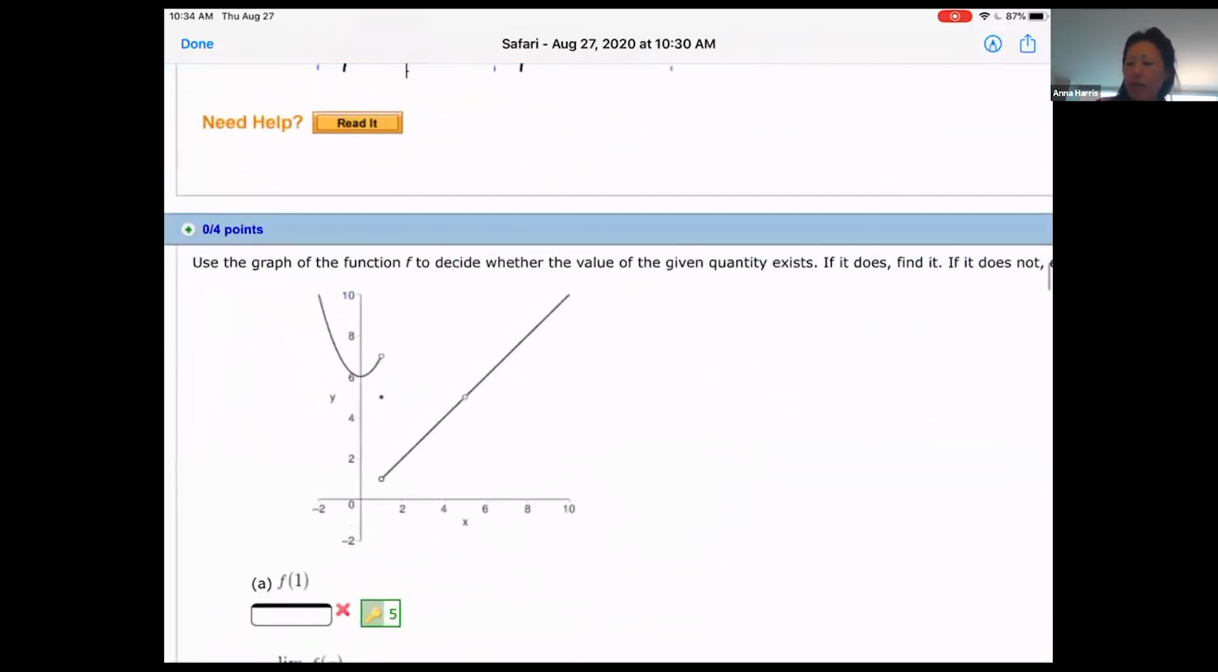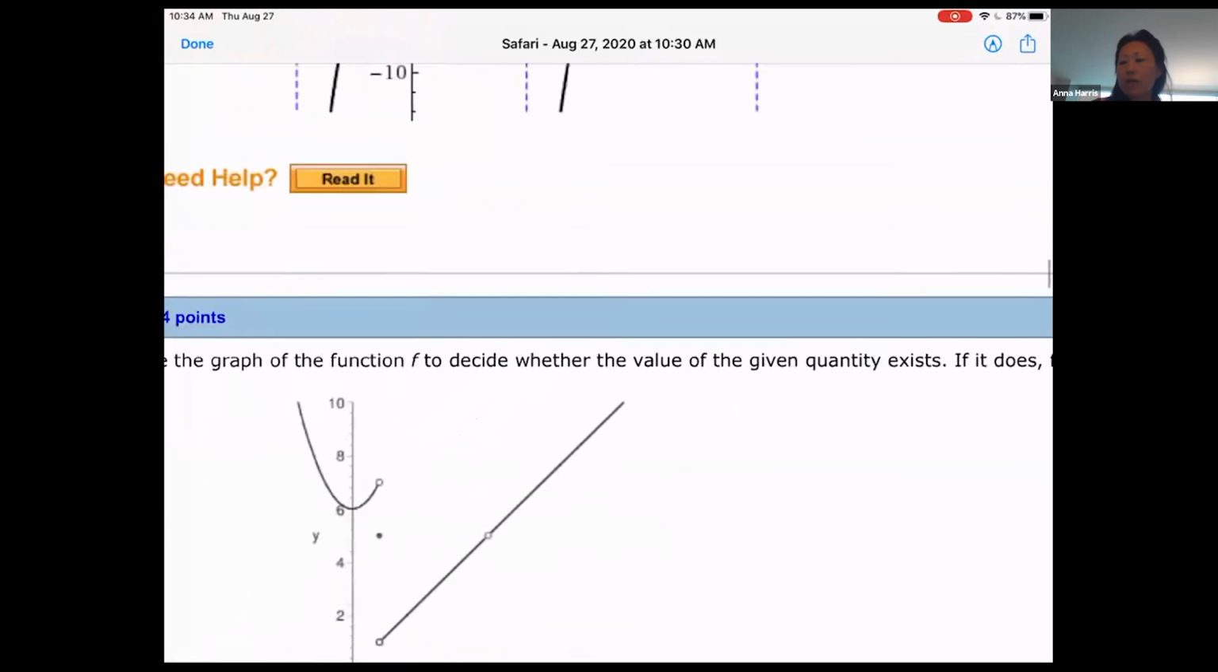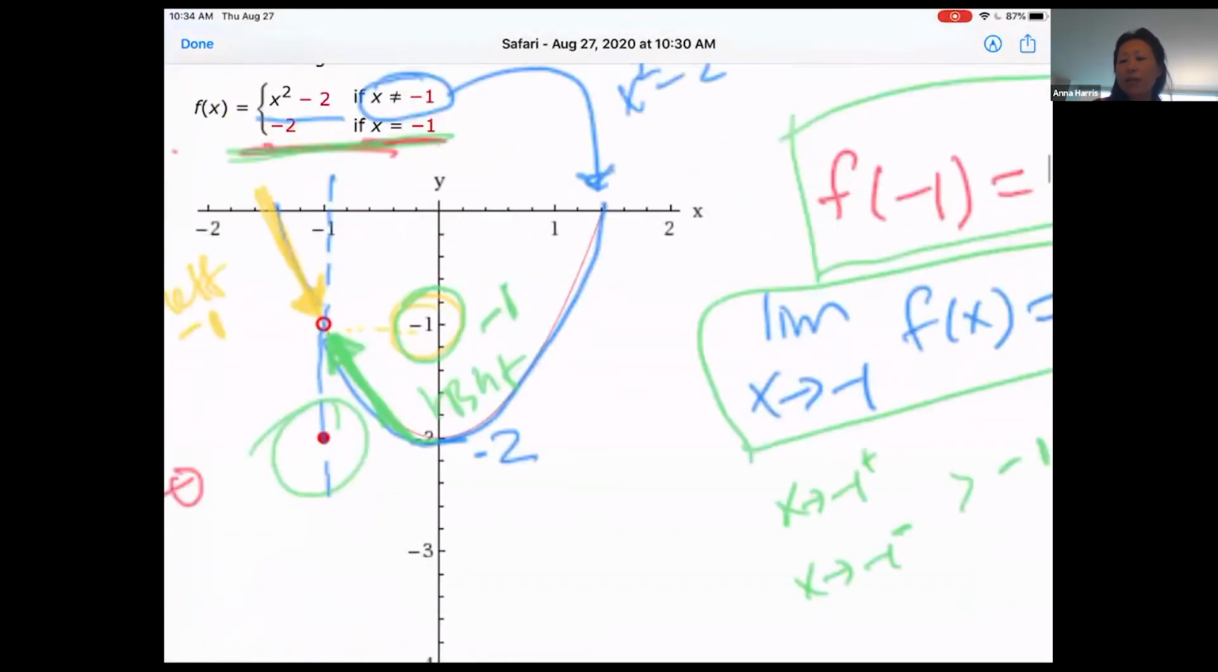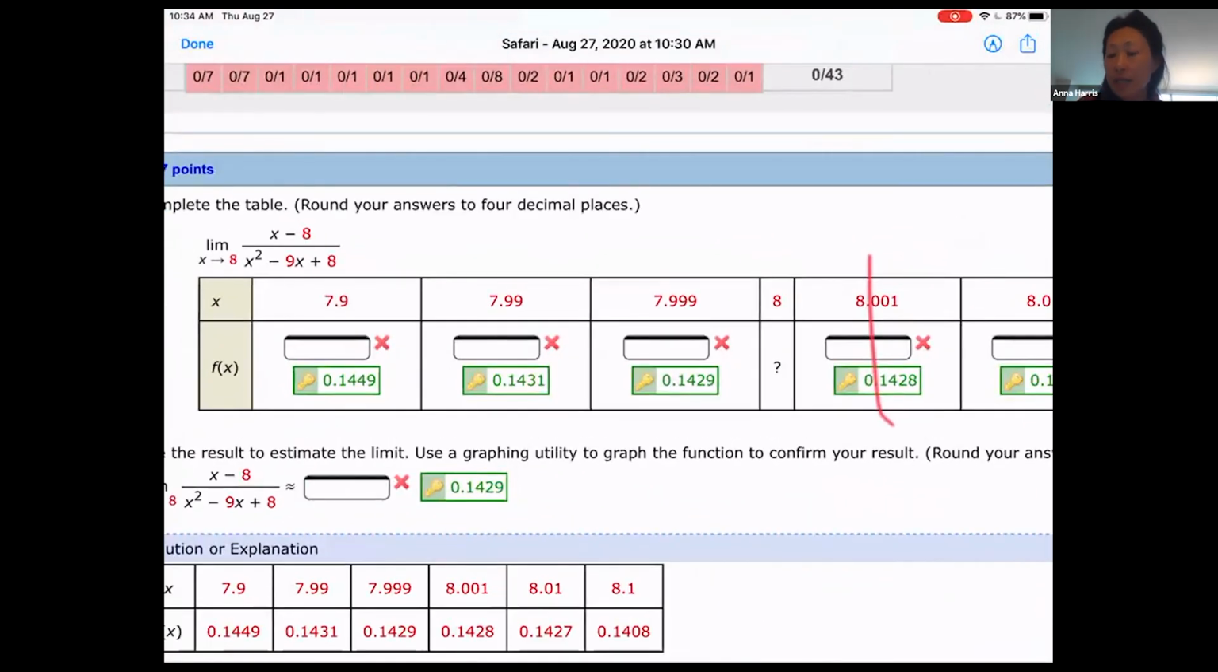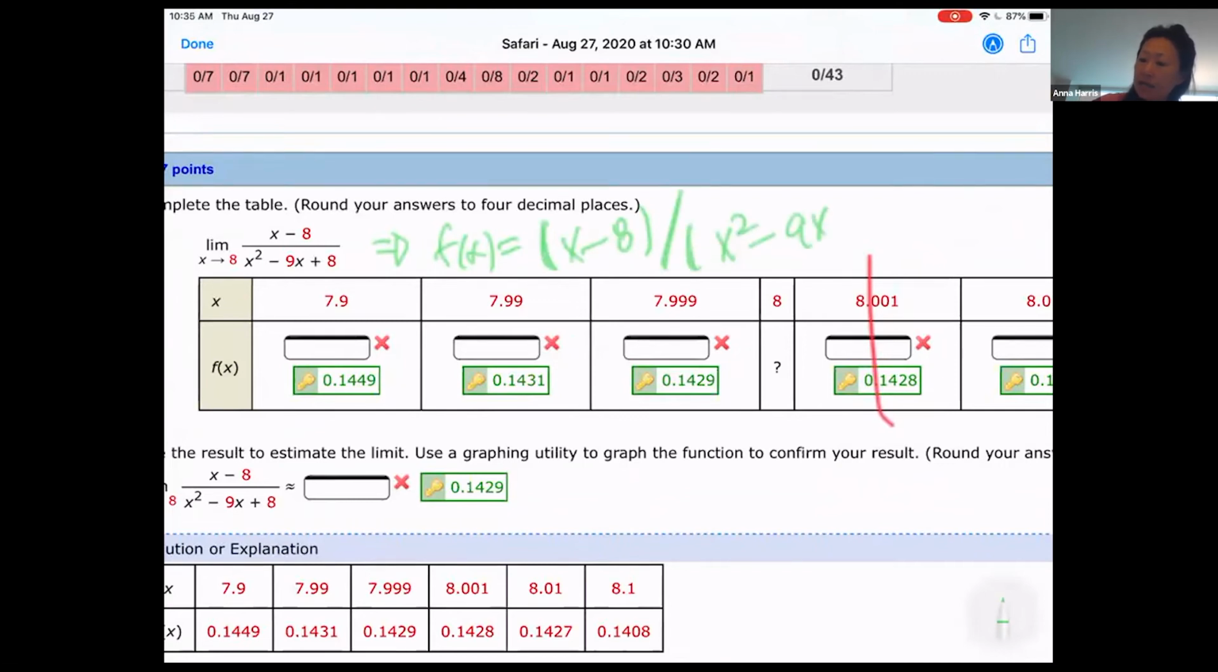Oh, let's look at this one too. I want to do one more of this one. By the way, this very first one, class, you know what to do, right? You can simply plug in the number. When you put this in your calculator, make sure you enter f of x equals parentheses x minus 8 divided by parentheses x squared minus 9x plus 8. This is how you need to put it in your calculator. Then you're going to plug in 7.9, 7.99, 7.999. Remember, I did this one.